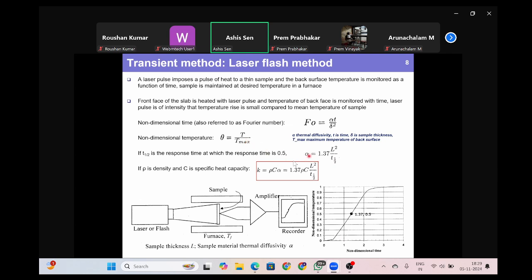Now, this alpha, thermal diffusivity, by definition is thermal conductivity by density into specific heat. So thermal conductivity can be density into specific heat times alpha, which is 1.37 into density specific heat times the thickness square divided by the time at which half the maximum temperature is reached. Okay, so this is something that you can measure if you are constantly recording the temperature. L you will already know. If you know the density of the material, specific heat of the material, using this method, you can measure thermal conductivity. Okay.